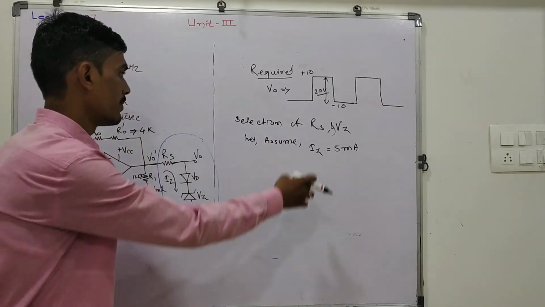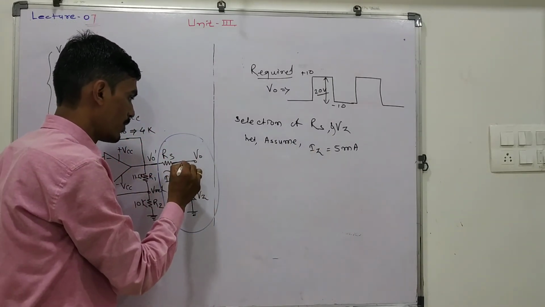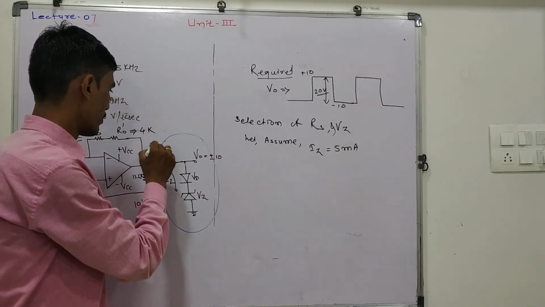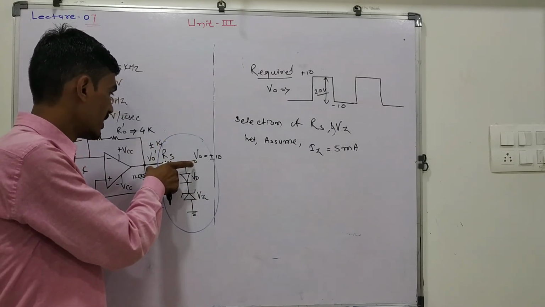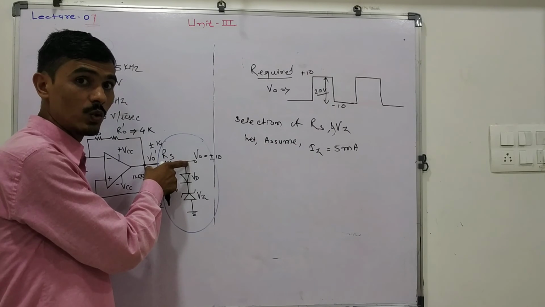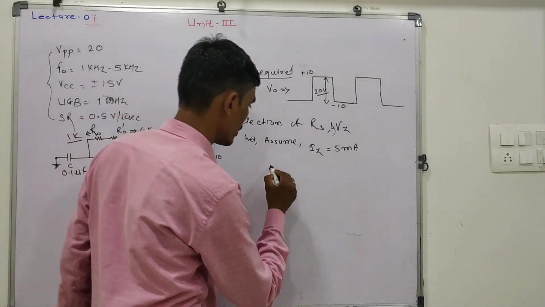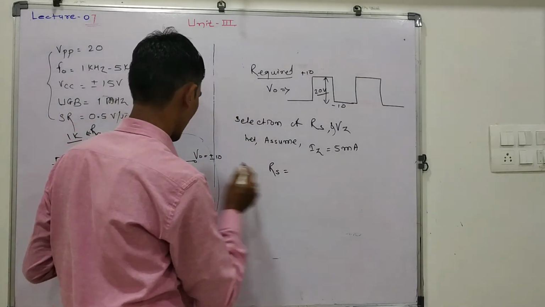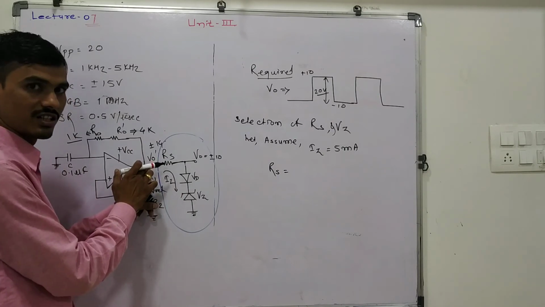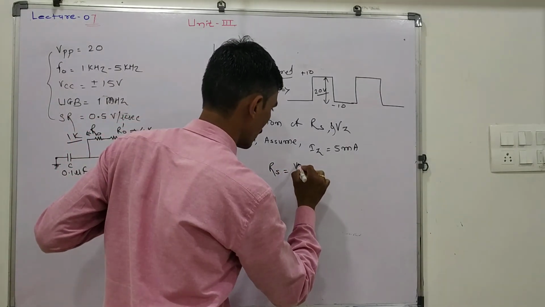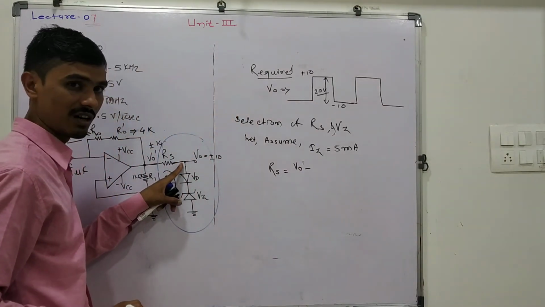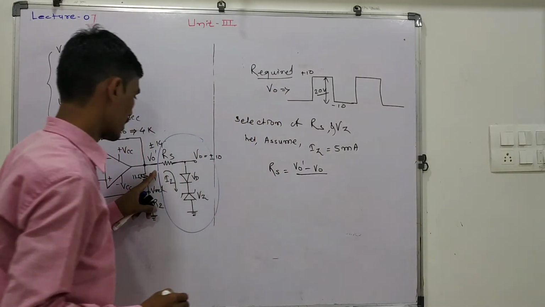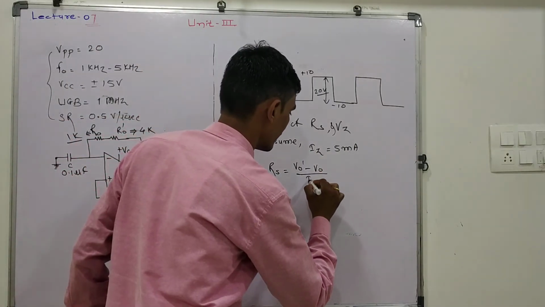So if we know IZ, now we know that VO is plus minus 10 volt, and VO dash is equal to plus minus 14 volt. So we know the voltage available at the two ends of the resistance RS, so we can easily find the value of RS. What is RS? RS is the voltage available at the first end, since the current is flowing in this direction, that is VO dash, minus the second terminal of the resistance RS, that is VO, divided by the current flowing through RS, that is IZ.